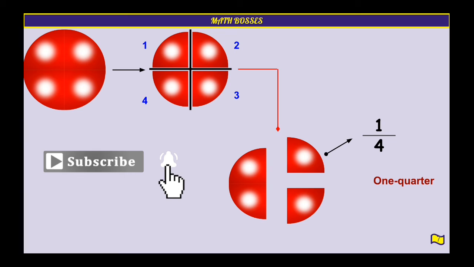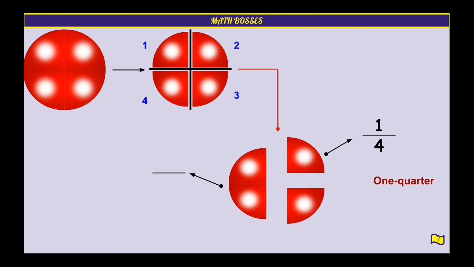However, if we are to represent 2 of these parts, our denominator remains 4, but our numerator changes to 2 since we are representing 2 parts. And we call this 2 over 4.